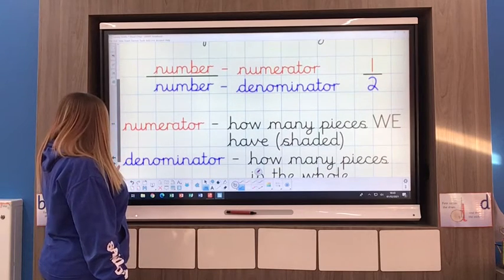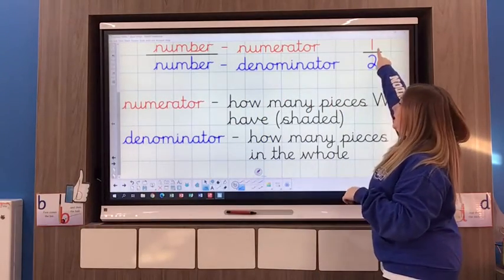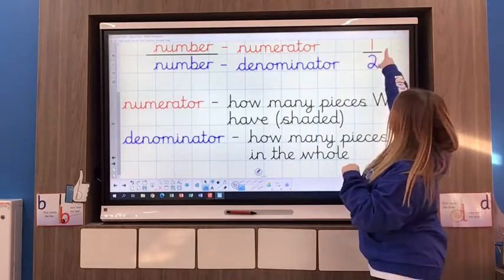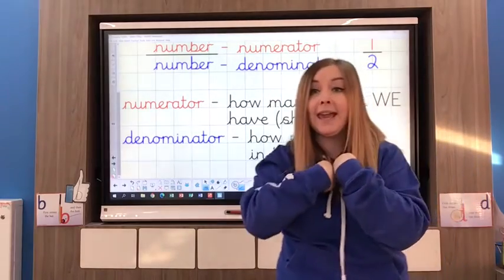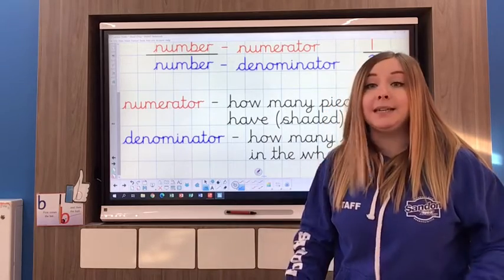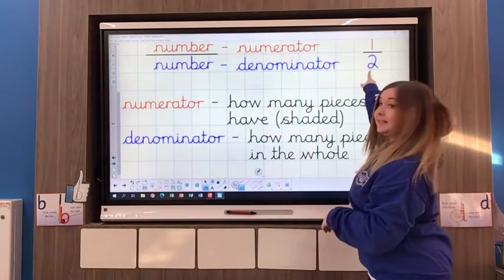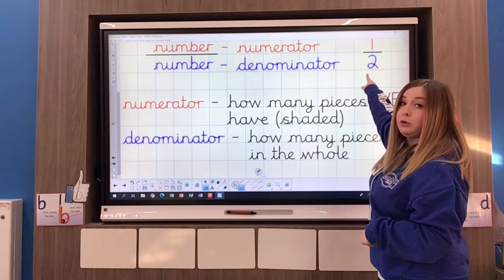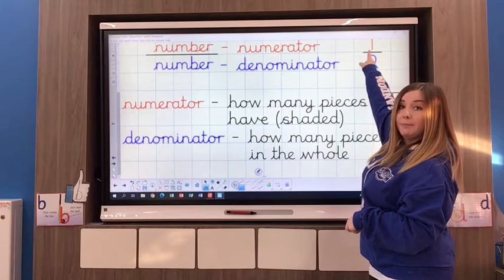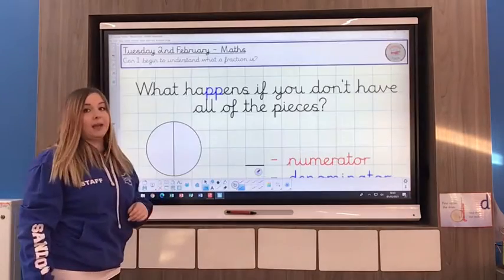And all they mean, Year 4, is the number at the top. So here I've got a number 1. That means that I've got one piece. Whatever number it is at the top tells you how many pieces we have. And the number at the bottom tells you how many pieces your whole was cut into. So here it's telling me that my whole was cut into 2 pieces, and out of those 2 pieces I've got one of them. Shall we have a little go at representing some fractions?